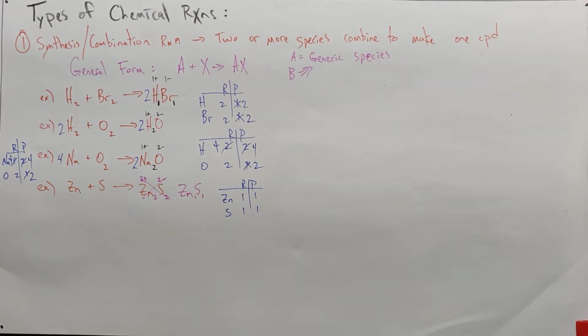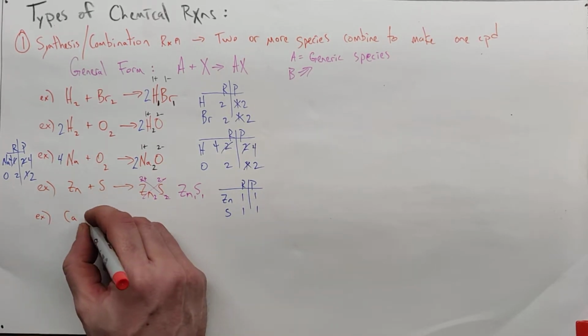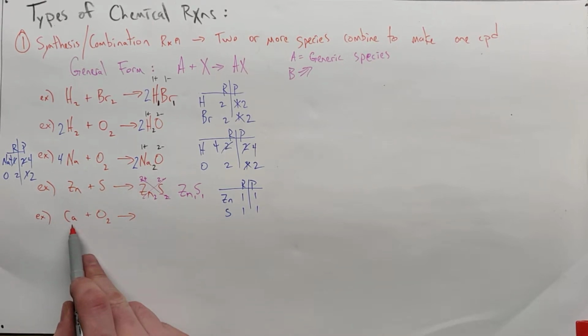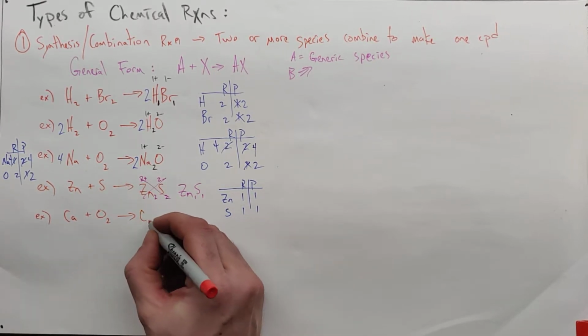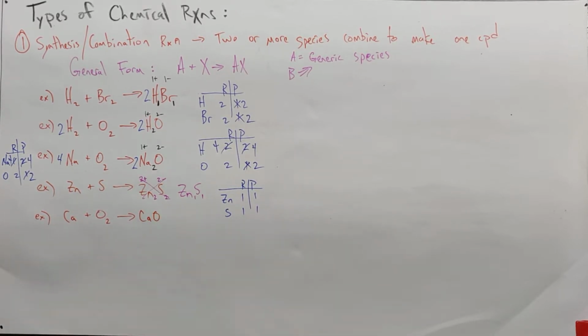It's balanced, right? We don't have to do anything special. Let's try a similar one with maybe calcium and oxygen and see what we get. Calcium, group 2 of the periodic table. By the way, our product has to have calcium. Our product has to have oxygen.